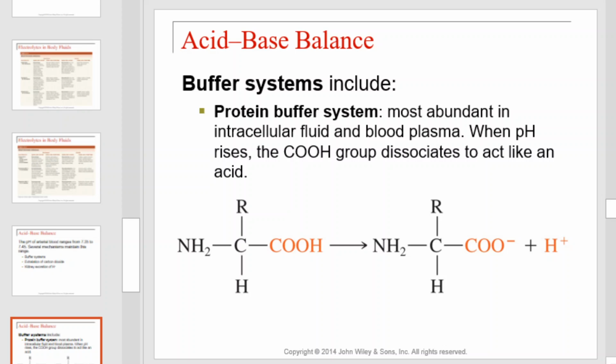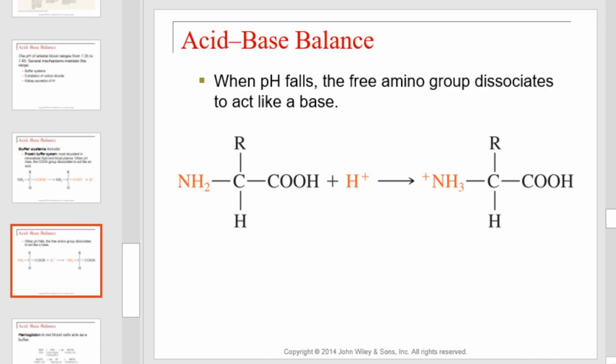Buffer systems. Buffer systems include the protein buffer system. The protein buffer system is the most abundant in intracellular fluid and blood plasma. When pH rises, the carboxyl or COOH group dissociates to act like an acid, as illustrated here. When pH falls, the free amino group dissociates to act like a base, as illustrated here.